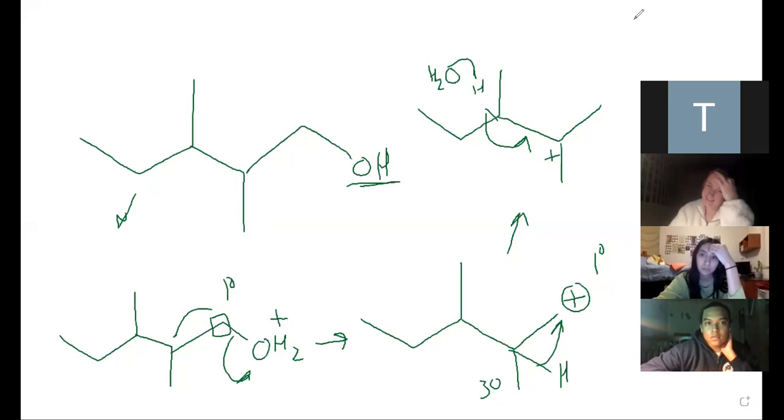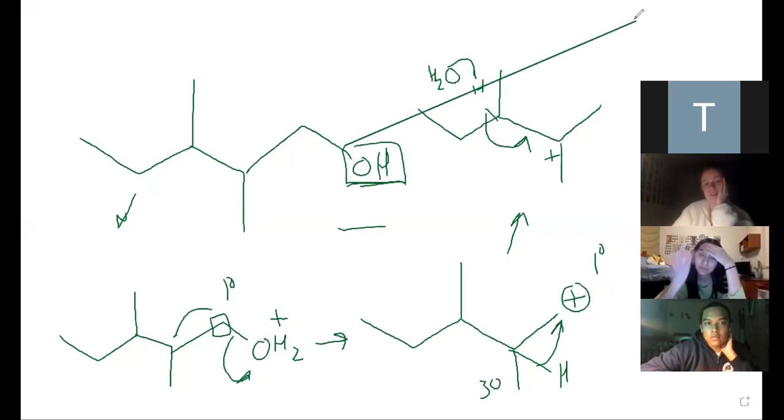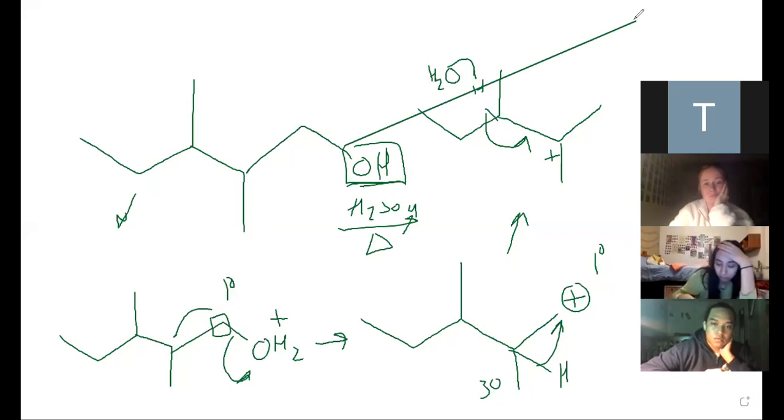Whenever you see an alcohol and a reaction arrow with H2SO4, what should you immediately think? E1. E1 elimination, you are going to form a double bond as the OH leaves. That's all you should think about whenever you see that.